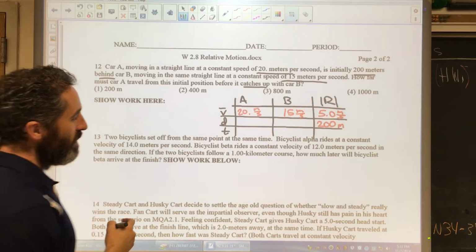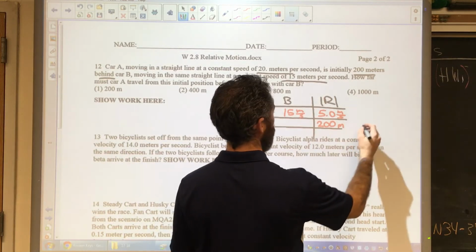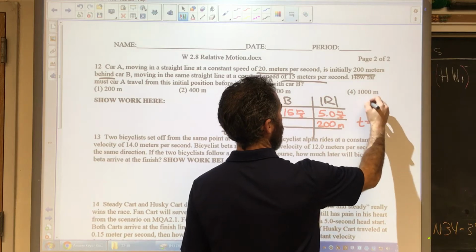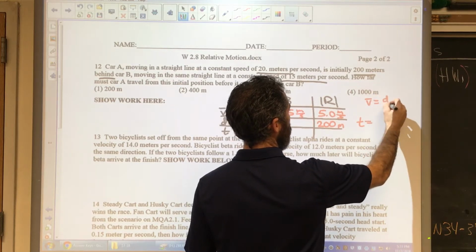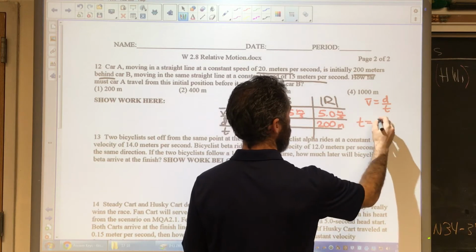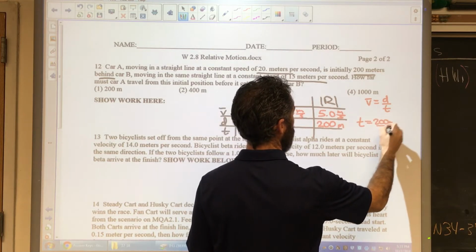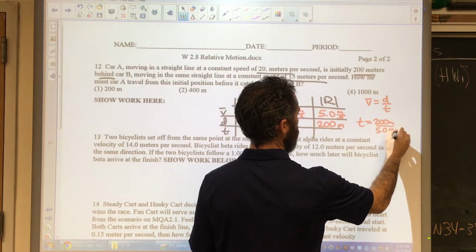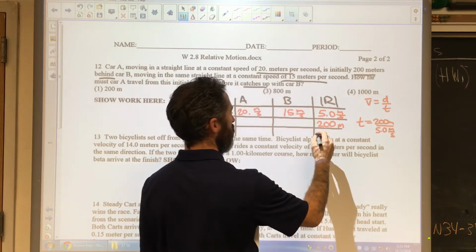Oh, look at that. We got 2 out of 3. And 2 out of 3 ain't bad, because we're looking for T now. From your equation, V bar is D over T. Maybe you want that little pyramid. Your T is then D over V, which is 200 meters over 5 meters per second. 200 over 5 gives you 40 seconds.